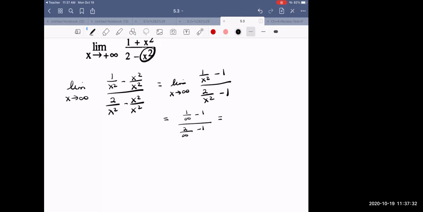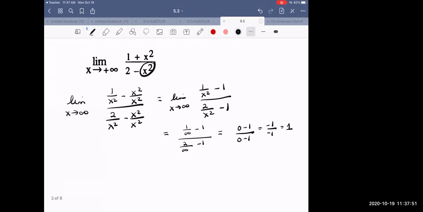What's 1 divided by infinity? A ginormous number. What is 1 divided by a ginormous number? 0. It's 0. So we have 0 minus 1 over 0 minus 1. And a negative 1 divided by a negative 1 is a positive 1. So what we say is the limit as x approaches infinity of this function is equal to 1. Capiche?